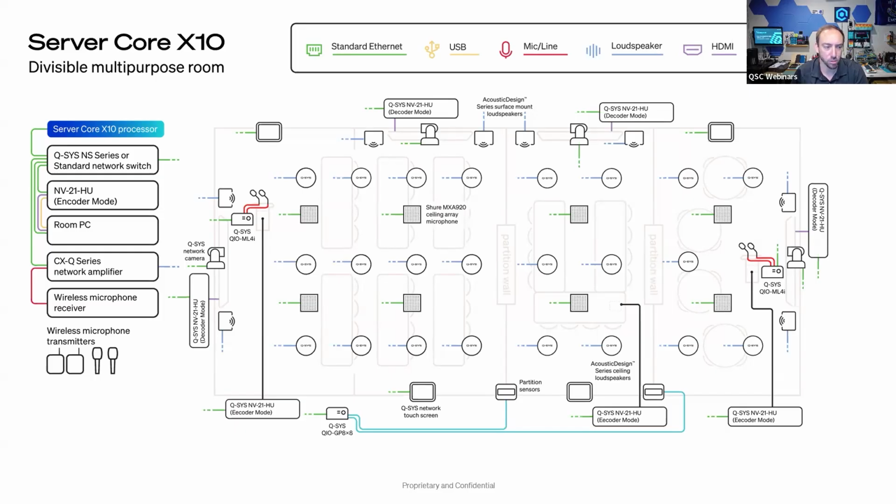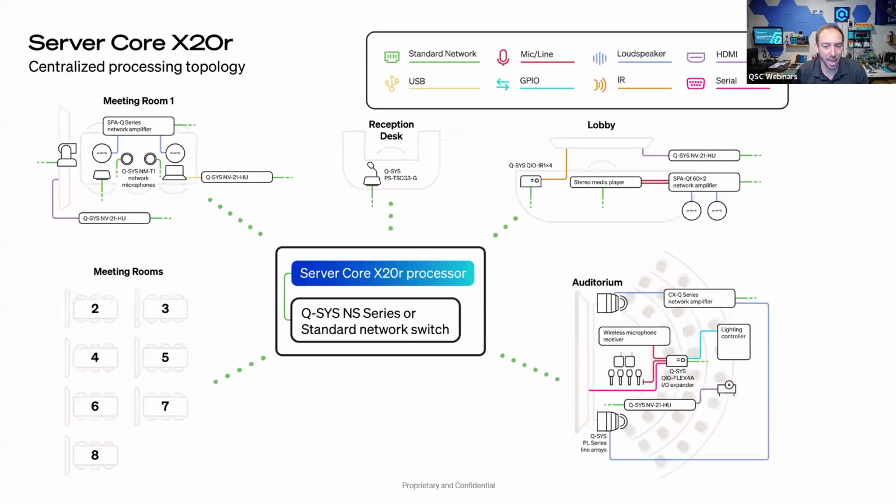Multiple MXA 920s in the ceiling so that you get ceiling audio everywhere. QIO ML4s at the podiums at either end for lectern audio. Tons of GPIO in the space. But this is an example where there's not a whole lot in the rack, lots elsewhere in the space. And then the X20 takes that idea and just amplifies it.